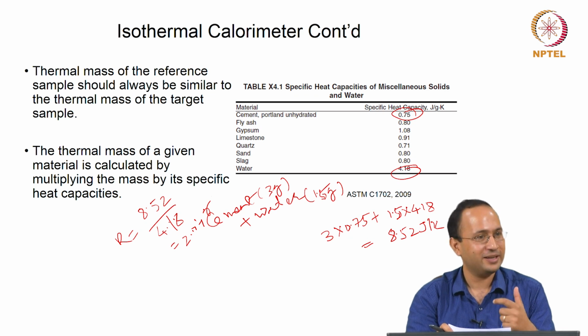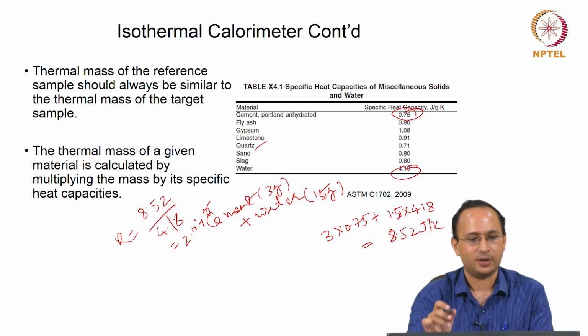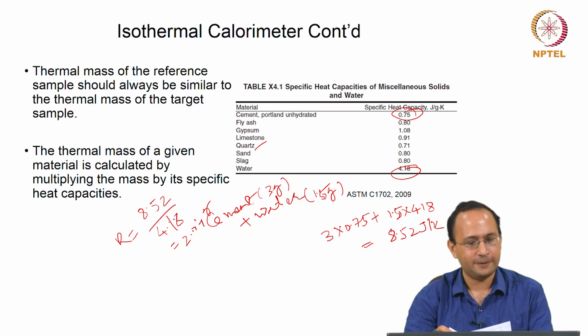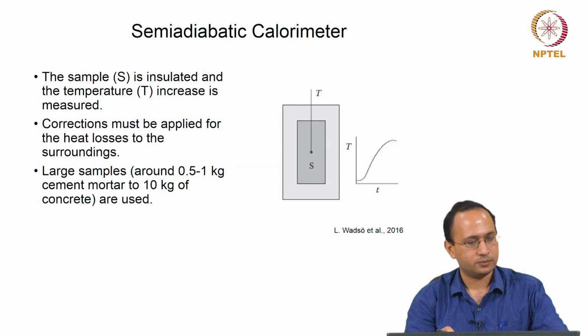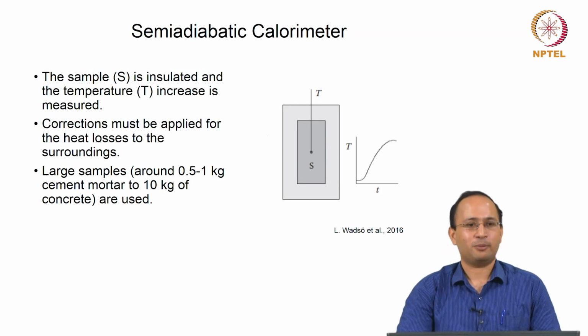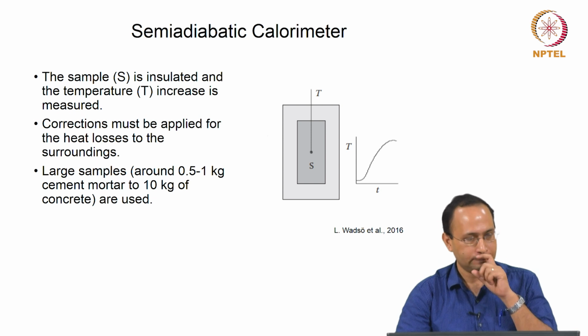Now, you are measuring the difference, whatever is happening because of the reaction, because the water is not going to release any heat. You can use quartz also, a lot of times the commonly used reference is quartz, you can see here. So the thermal mass of a given material is calculated by multiplying its mass by its specific heat capacity, clear? Okay, now you know about the isothermal calorimeter, it is simple.